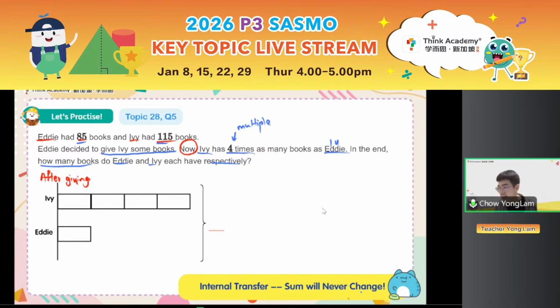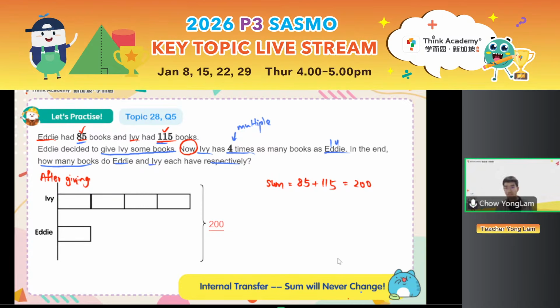Right, the total didn't change. So can we find the total? Which information gives us the total? Yes, right. It says that there are 85 for Eddie at first, 115 for Ivy at first. So the sum didn't change. So I can still use these two numbers to find the total, which is 85 plus 115 equals 200. So that means the total at first is 200. The total at last is also 200 because internal transfer, the sum will never change.